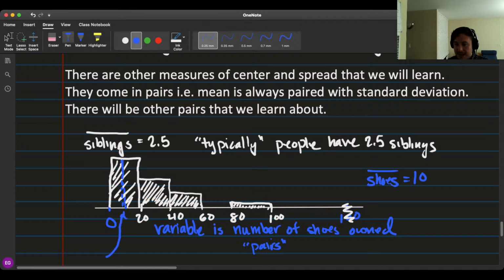So right here at 10, we have our typical value. Now, here's the problem with talking about typical. There are a lot of people who are not typical. Does that make sense? Typically, you own 10 shoes, but there's a bunch of people over here in 20 to 40 and 40 to 60 who are not typical.